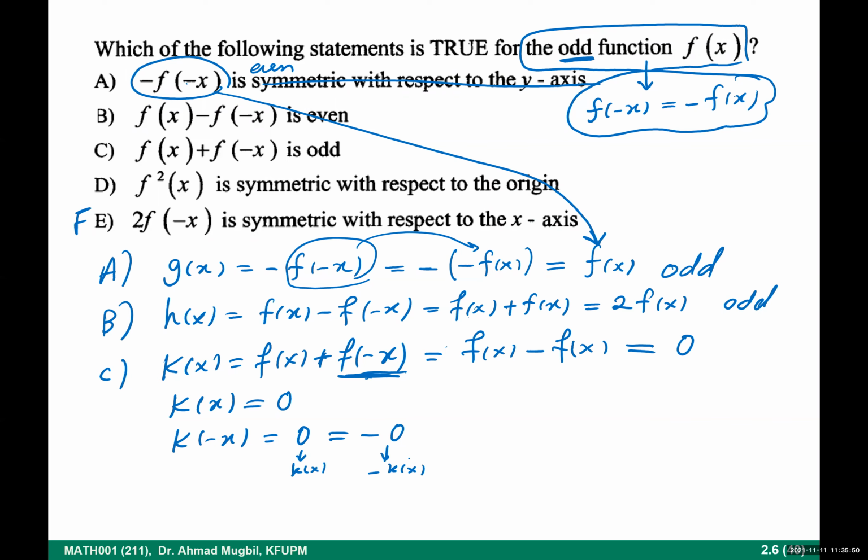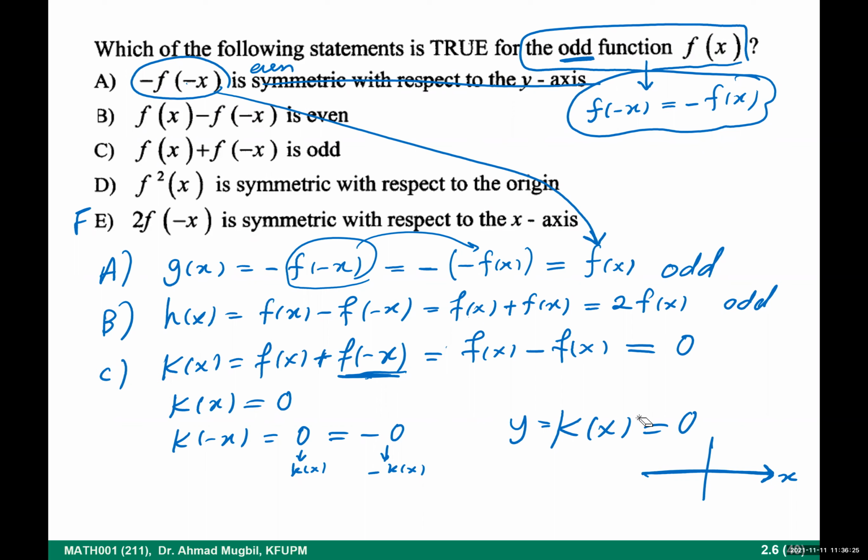It is both, and it is the only function that can be odd and even at the same time. No function can be odd and even at the same time, except the function k of x equals 0, the 0 function. And if you know, ya shabab, what is y equal to 0? It is a constant function. It is the x-axis. The x-axis is symmetric about what? The y-axis. And it is symmetric about the origin. So this is why it is odd and even.